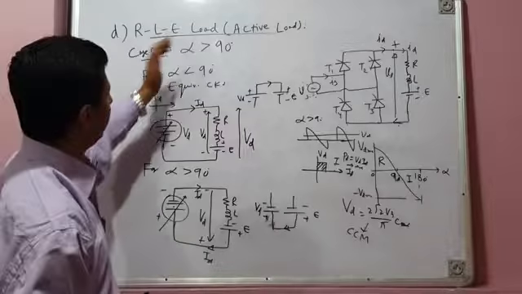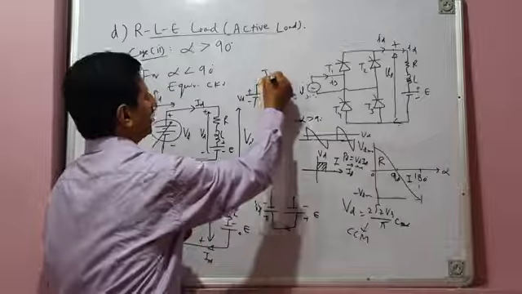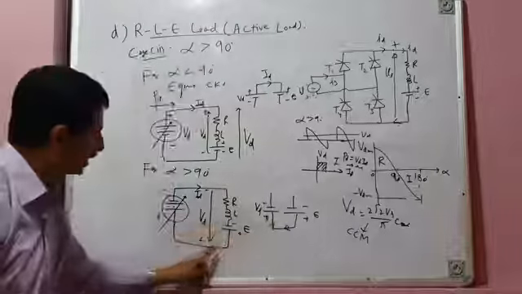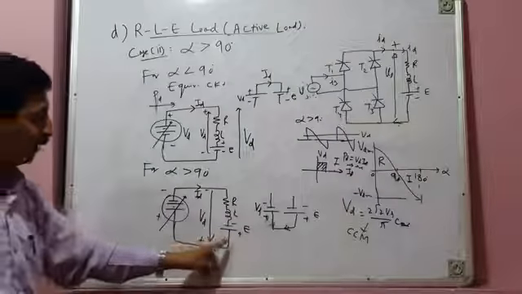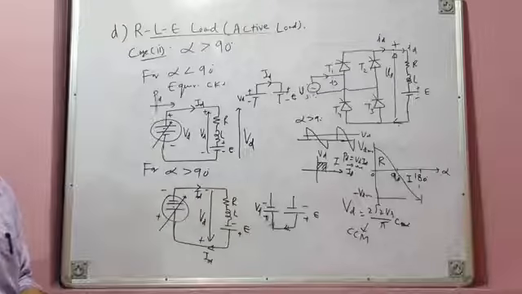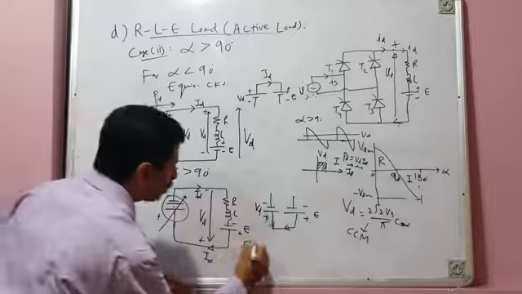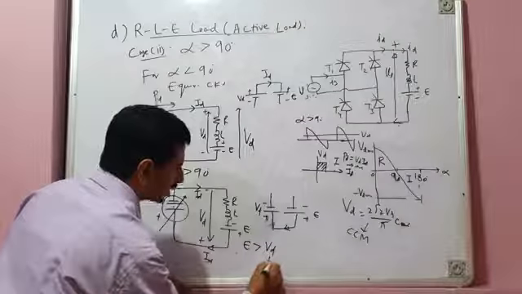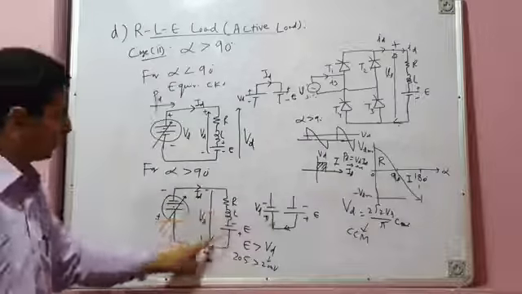In the previous case, for alpha less than 90 degrees, current was flowing from VD to E. So that means current was flowing from AC side to DC side, I mean from source to load. In this case, current is injected by E. It is flowing from E to VD. That means power is now flowing from load to source. In order to make current flow from E to VD, E has to be slightly greater than VD. So if your VD is, for example, 200 volts, your E should be greater than, say, 205 volts. So E should be greater than VD.